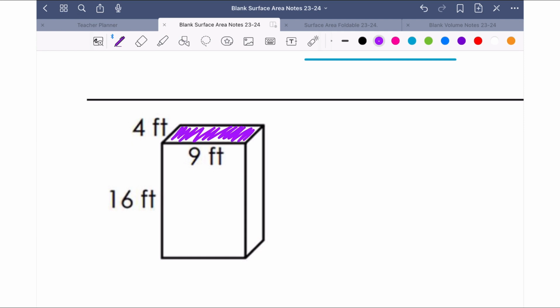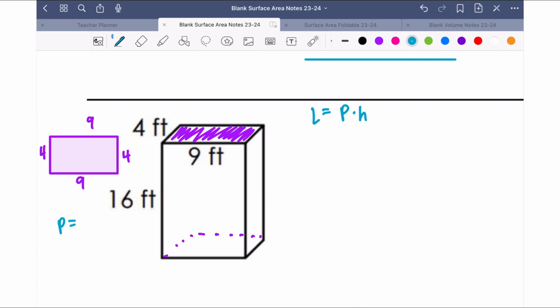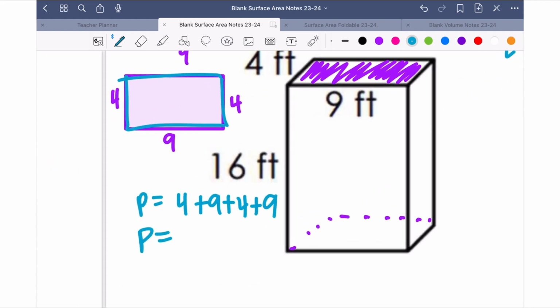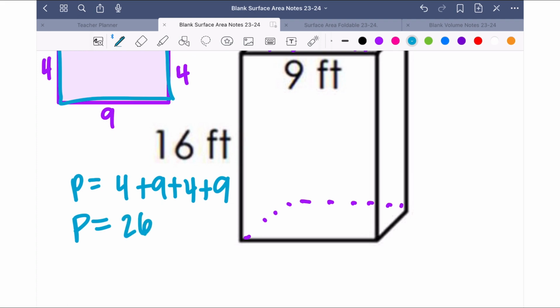Here's the base, another rectangle. I'm just going to draw it here, and it's 4 and 9. So this is 9 and 4. Okay, so that's the base. You can't really see it, but there's another rectangle down here at the bottom. Lateral area equals perimeter times the height. Perimeter is, I'm just going to do it here on the side, 4 plus 9 plus 4 plus 9. What is the perimeter of this rectangle, the outside? That is going to be 26. So if you got 26, good job.